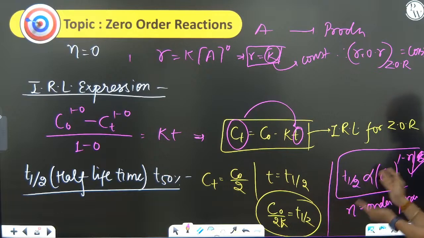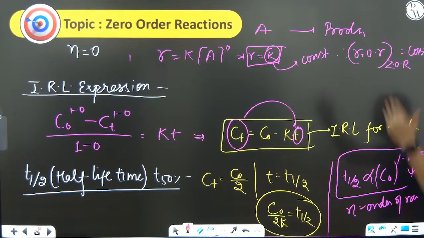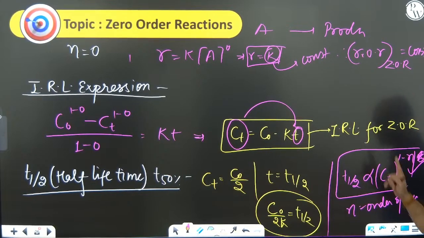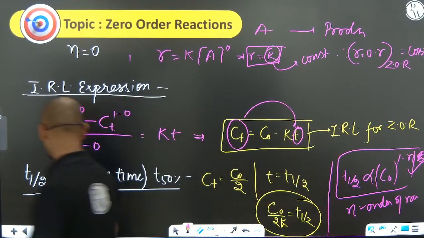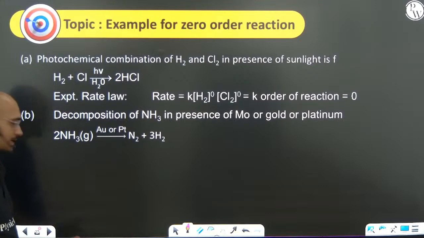For a first order reaction, 1 minus 1 is 0. So C naught to the power 0 means T half is independent of initial concentration for a first order reaction. If n is equal to 2, 1 minus 2 is minus 1. So T half will be inversely proportional to C naught. When will there be an inverse relation with initial concentration? When the order of reaction is second order. Okay, now these things you have to keep in mind.